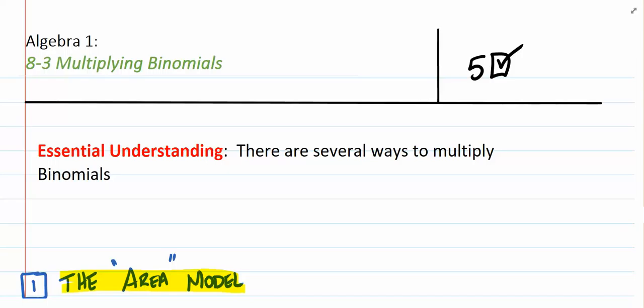Welcome to Zaption Tour 8.3, Multiplying Binomials.